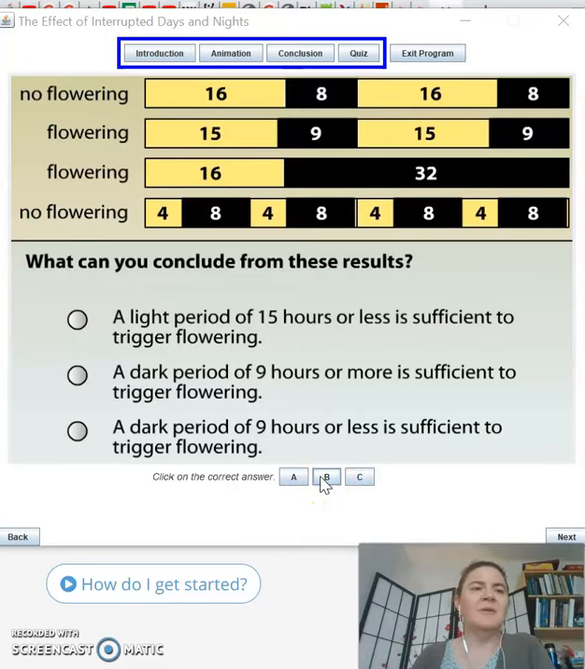Correct. For these experiments, it appears that 9 hours or more of darkness after the light period triggers flowering. So it didn't matter whether it was 9 hours or 32 hours, but it had to be 9 hours or more of continuous darkness.